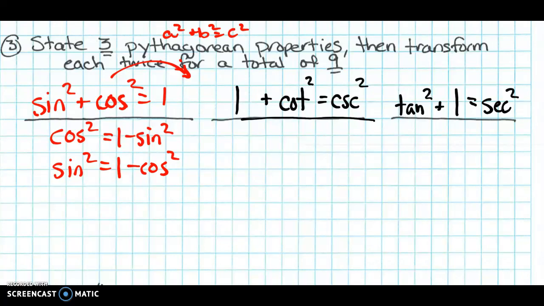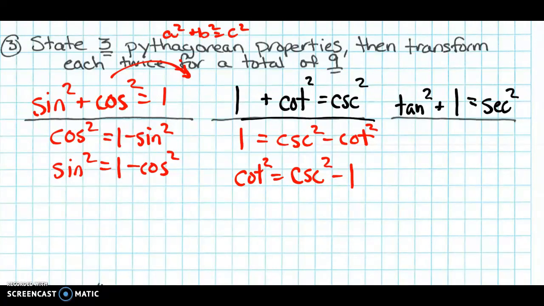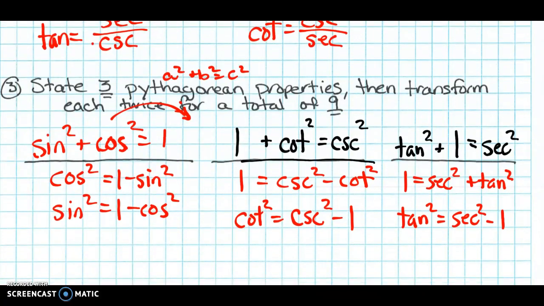And now I'm going to complete the same thing over here. I'm going to leave off the step though and go 1 equals cosecant squared minus cotangent squared. Cosecant squared minus 1 by moving just the 1 over. And the last 3 over here, 1 equals secant squared minus tangent squared, and tangent squared equals secant squared minus 1. So if we're able to write them down, then we have them in front of us. We don't have to remember them when we go to use them. We'll have them there ready to go.